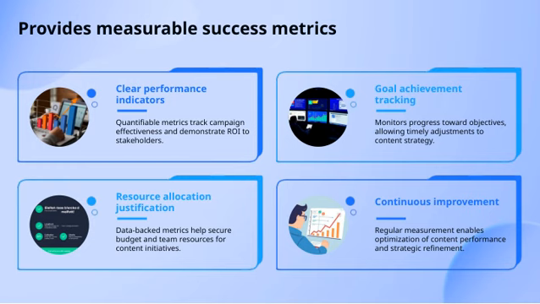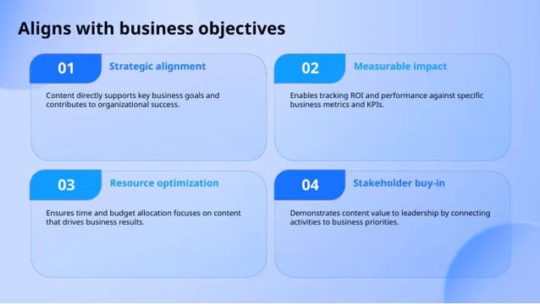This ongoing process helps us stay aligned with our goals and maximize impact, all while reinforcing the overall theme of data-driven decision-making in our content efforts. Let's talk about how our content aligns with our business objectives. First, strategic alignment is key, ensuring that everything we create directly supports our main business goals and helps drive organizational success. When our content is aligned this way, it makes sure we're all working towards the same outcomes.